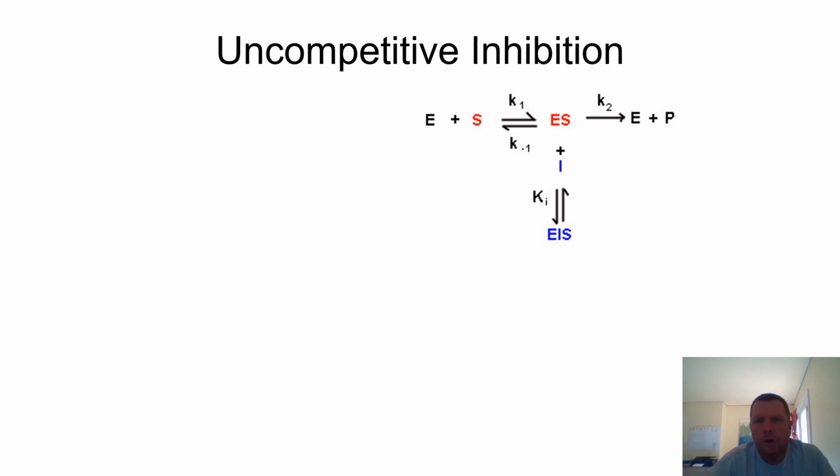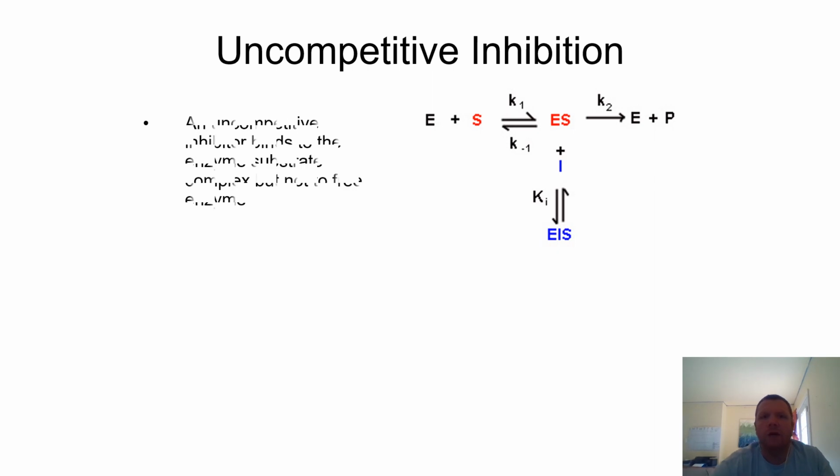So here I wanted to go ahead and just look specifically at uncompetitive inhibition and what we actually have with an uncompetitive inhibitor. An uncompetitive inhibitor is going to bind to the enzyme substrate complex, but not to the free enzyme. So that's where we get this kind of flow chart, if you will. So phase 1, phase 2, and phase 3.